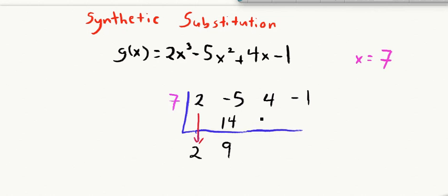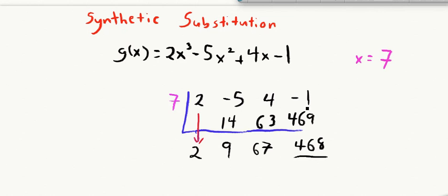Give us 63, and 4 plus 63 is 67. So now we do 7 times 67, which is 469. And one more time, we add negative 1 plus 469, which is 468. And this right here is our answer.